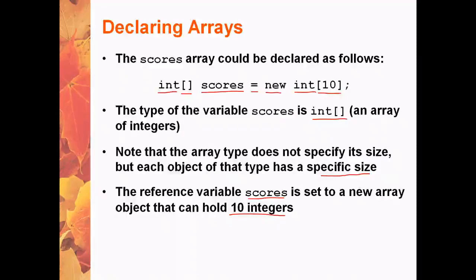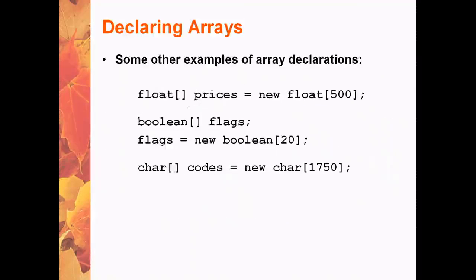Again, there are different declaration syntaxes available. Some of the examples are given here. The first example we have seen. Here we have declared an array of type float: float array brackets, the name of the array, prices, equals to new float 500. That simply means this prices array can store 500 elements of type float.